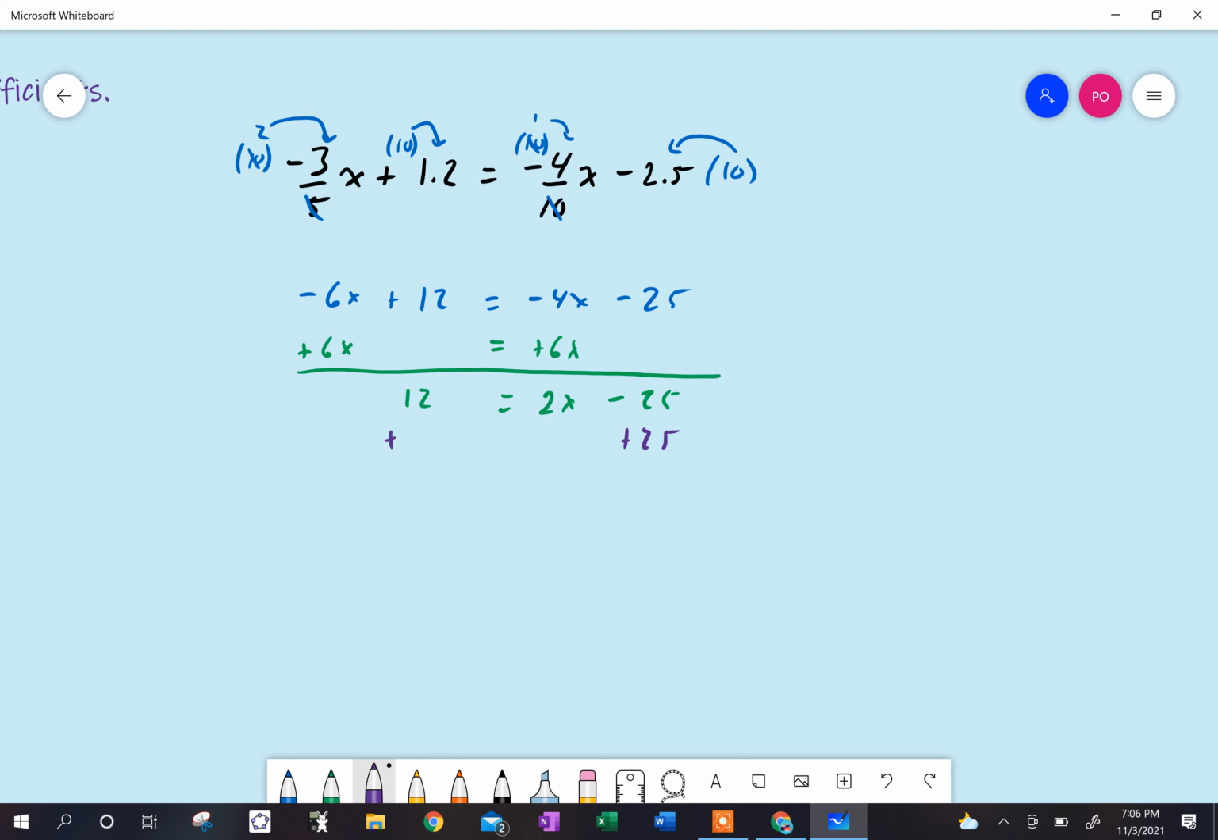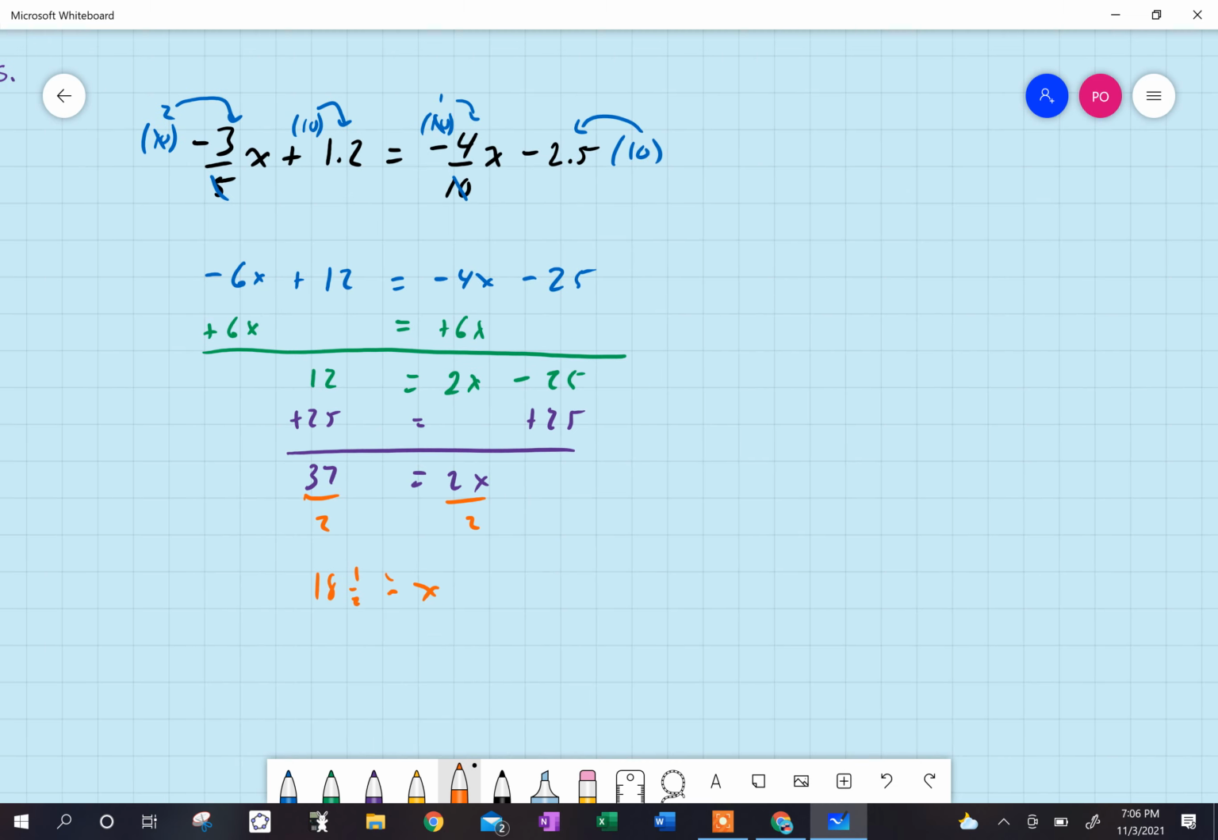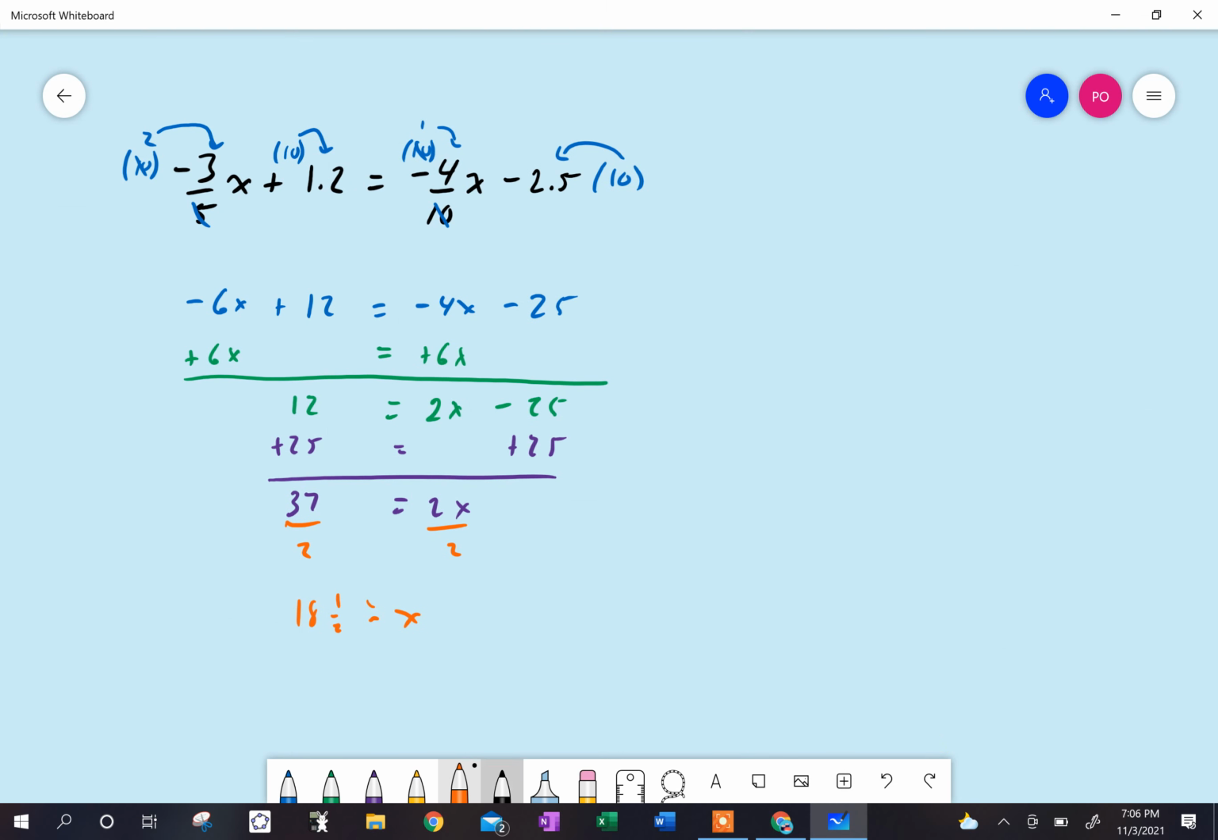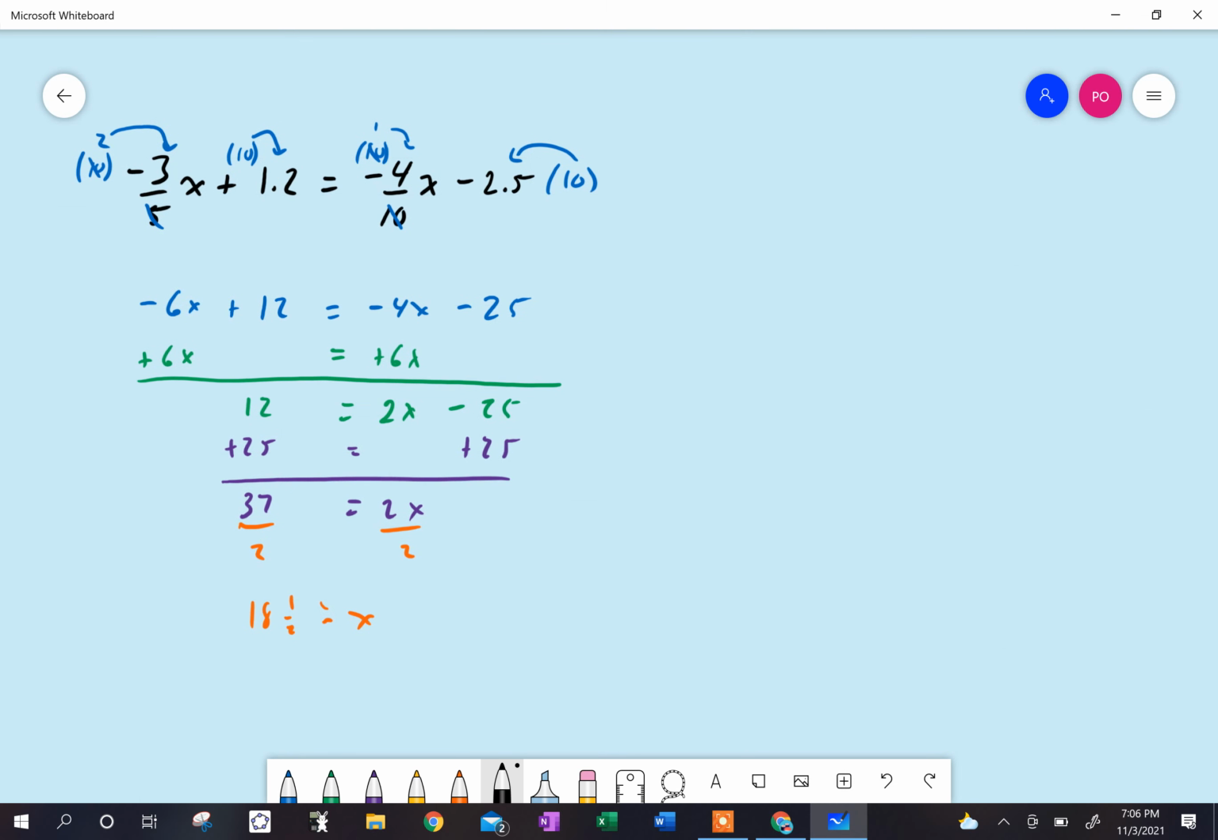I'm going to add 25 to both sides. And you get 37 equals 2x. Divide by 2. And I get 18.5 is equal to x. Now, I'm going to do this one other way. Same question. I'm going to do the same question.